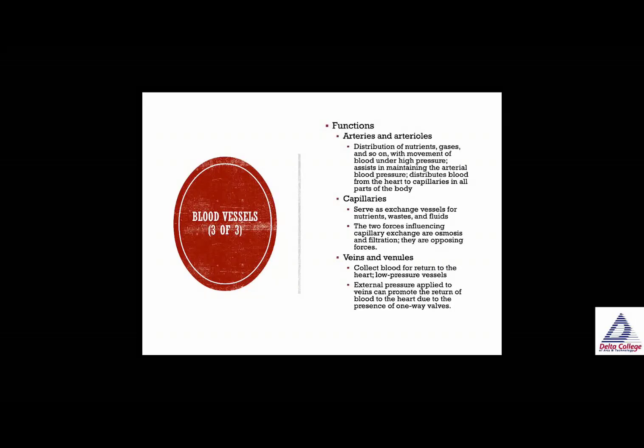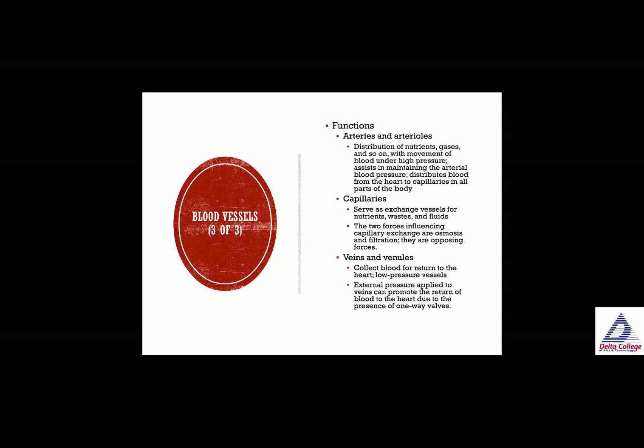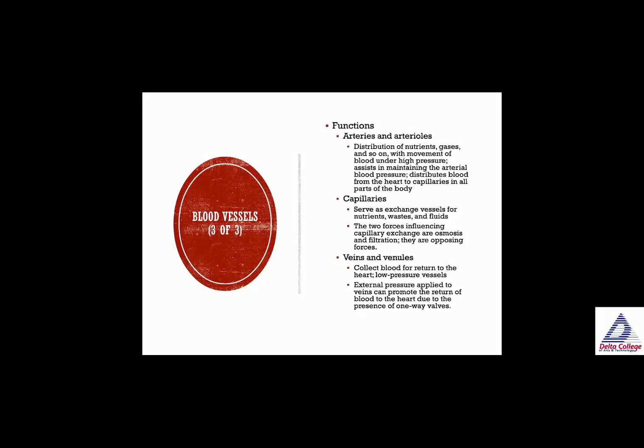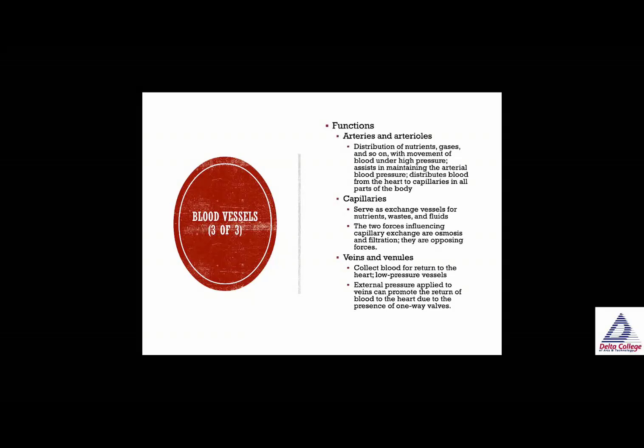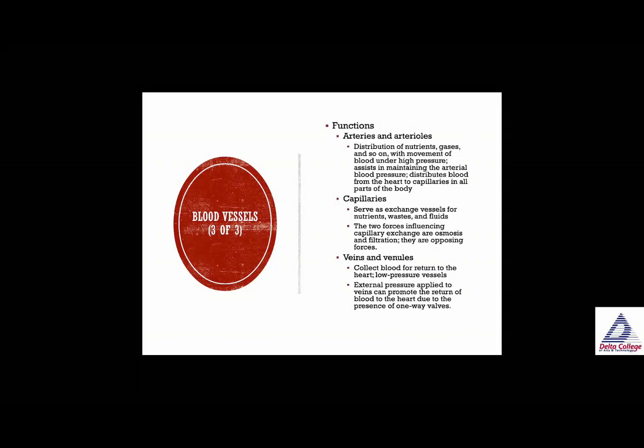So arteries and arterioles function in the distribution of nutrients, gases, and so on with the movement of blood under high pressure. It assists in maintaining the arterial blood pressure. It distributes blood from the heart to capillaries in all parts of the body. Capillaries serve as exchange vessels for nutrients, waste, and fluids. The two forces influencing capillary exchange are osmosis and filtration, and they are opposing forces. In veins and venules is where they collect blood for return to the heart.